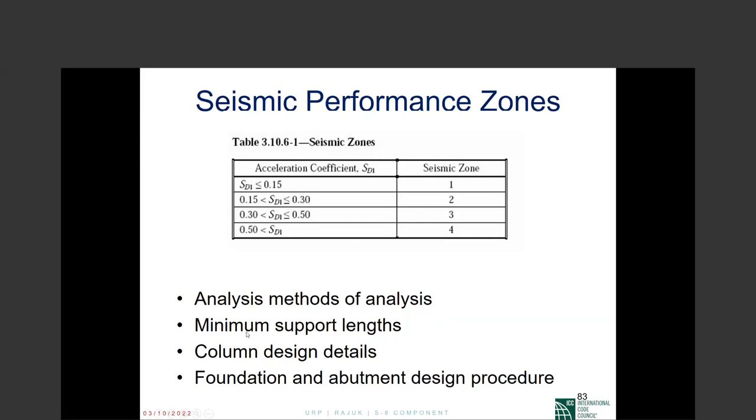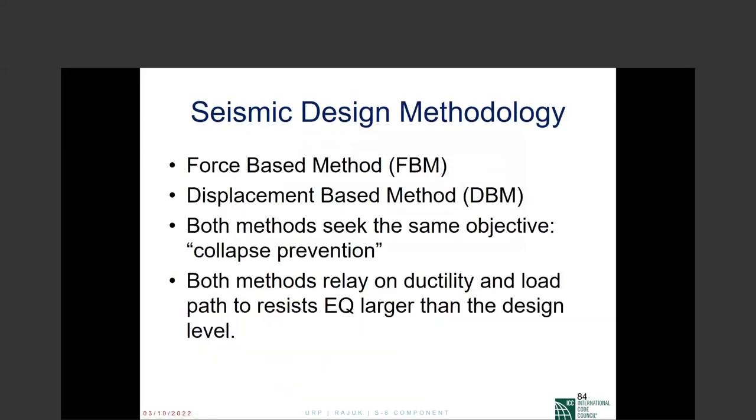It will dictate what the support length will be. It will also dictate the column detail and the foundation and abutment design procedure. So as I told you before, we have 2 design methods: the force based and the displacement based. Both of them, as I said before, would give you the same result for the same objective, which is the prevention of the collapse.